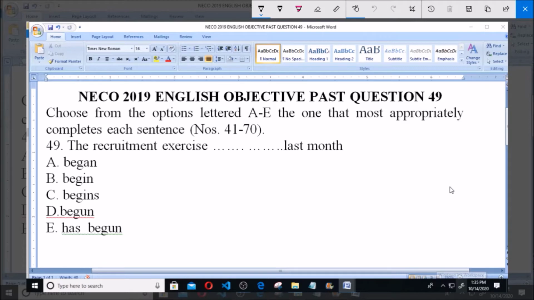And today's question we have this instruction to guide us. The instruction says: choose from the options lettered A to E the one that most appropriately completes each sentence. This instruction is to answer questions from 41 to 70. The sentence says: the recruitment exercise dash last month. Option A, began; B, begin; C, begins; D, began; E, has begun.